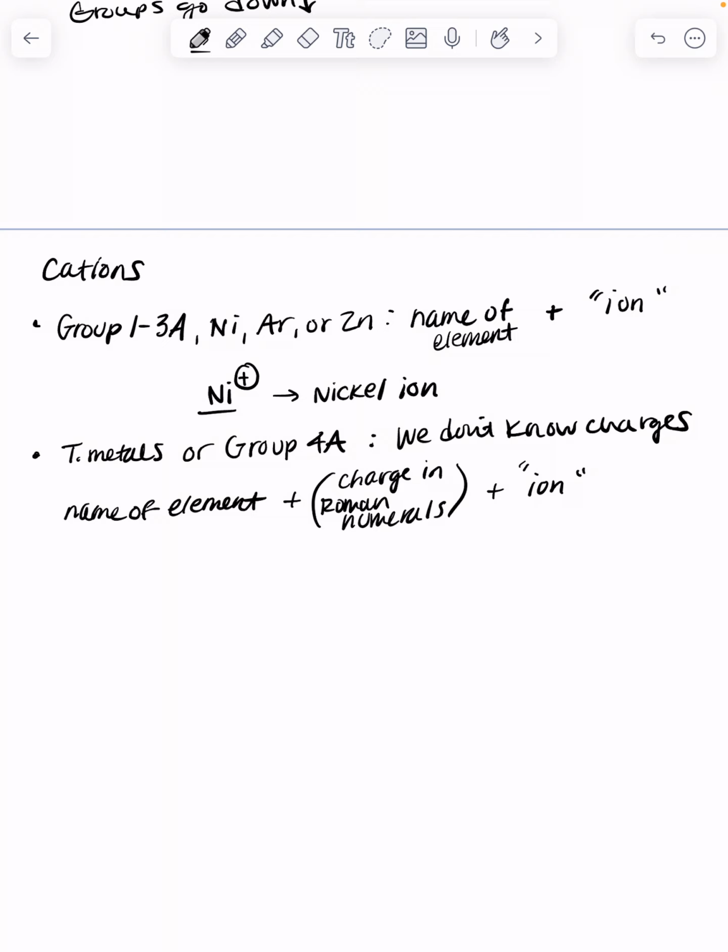So if I think briefly, iron 2+. The charge on here is 2+, and since it's positive, it means it's a cation, so I'm going to follow these rules. So I'm going to have the name of the element, iron, and then the charge in Roman numerals in parentheses, so 2. And then I add the word ion. So iron(II) ion is how you would name that monatomic cation.